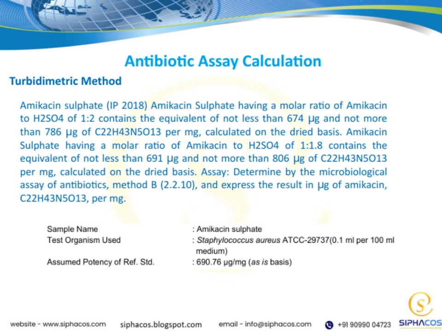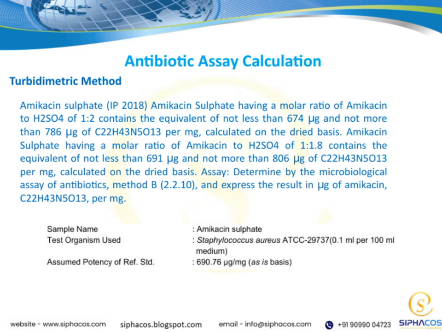The key takeaway here is that these values give us a quantitative measure of the active component, C22H43N5O13, in the drug. This is calculated on a dried basis, ensuring consistency across different samples. Now, to verify the potency, we perform an assay, specifically, a microbiological assay of antibiotics using method B, as described in section 2.2.10. This method allows us to determine the actual amount of amikacin present by measuring its biological activity, expressed in micrograms per milligram.